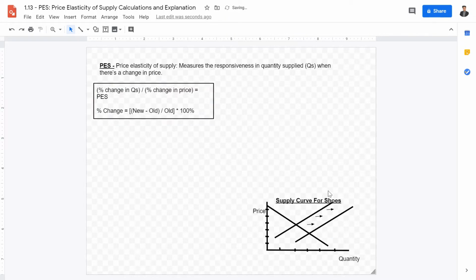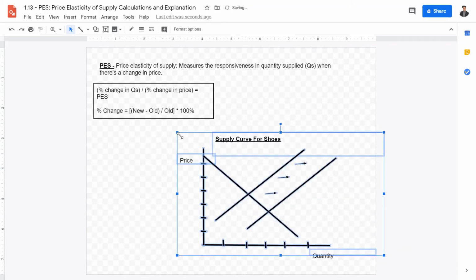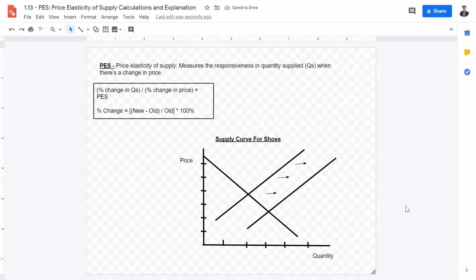Okay, so I hope this explains what PES is. Price elasticity of supply measures the responsiveness in quantity supplied when there's a change in price. Now, what does that actually mean? That means for every time the price changes, how responsive do producers have to be in quantity produced? For example, if there is an increase in the price of a good, do producers increase the production of their good, or does the production stay the same? And if the production quantity does increase with an increase in the good price, how much does it increase? So that's what the PES looks like.